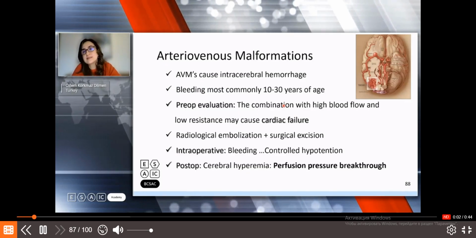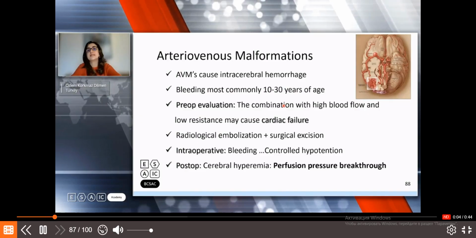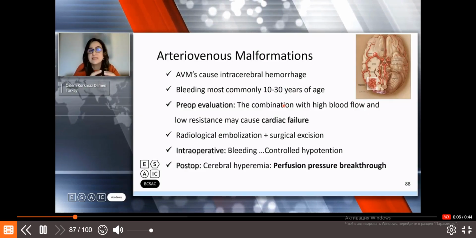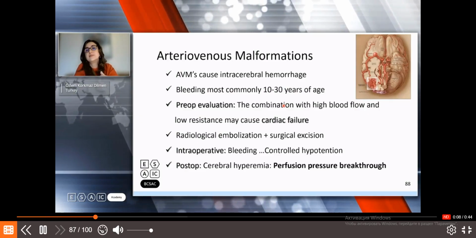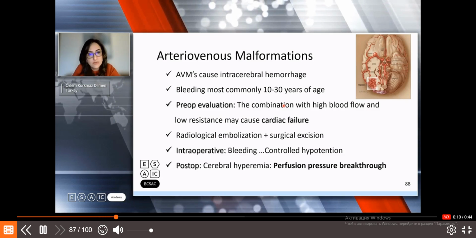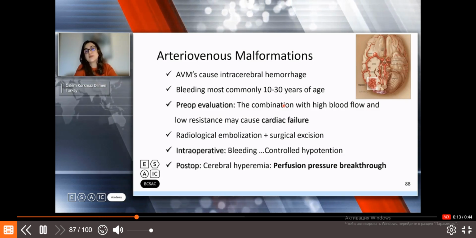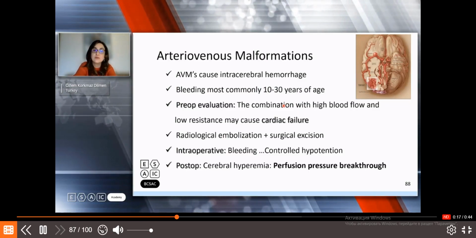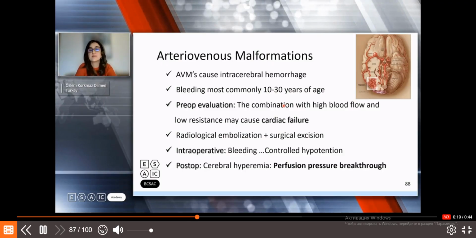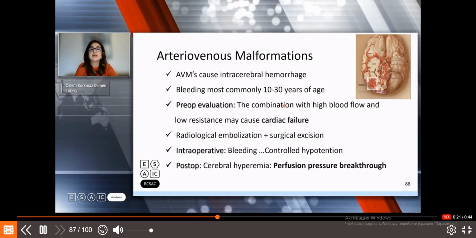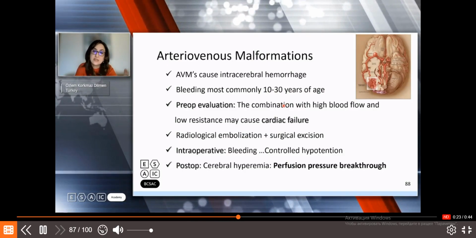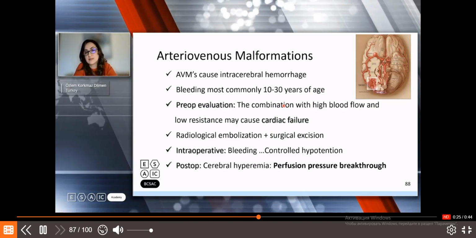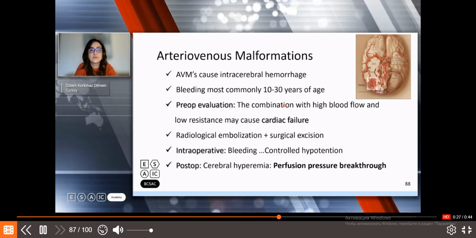AVMs cause intracerebral hemorrhage, especially in the younger generation, with bleeding most commonly between 10 and 30 years of age. At the preoperative assessment, the combination of high blood flow and low vascular resistance may cause cardiac failure. Radiological embolization, surgical clipping, and surgical excision are treatment options.